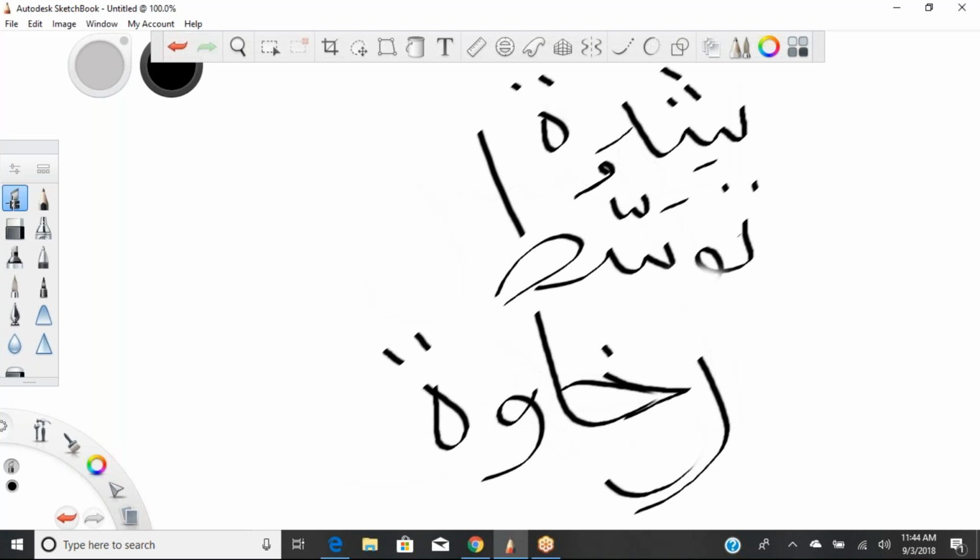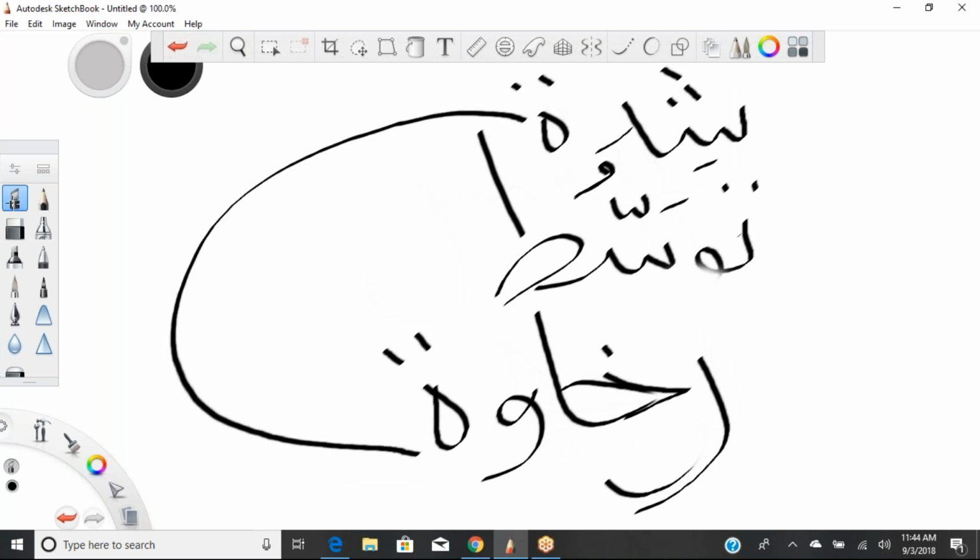After shidda, what's the opposite of shidda? The opposite of shidda is rakhawa. Rakhawa means the sound flows when reciting these letters. The sound flows.